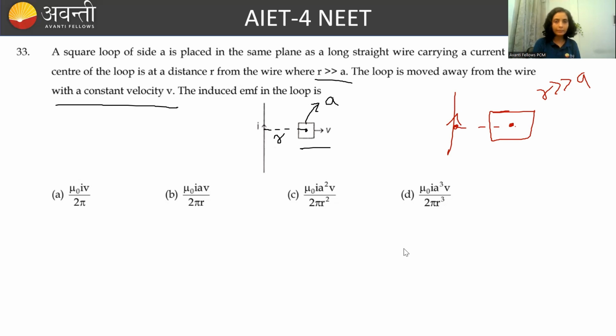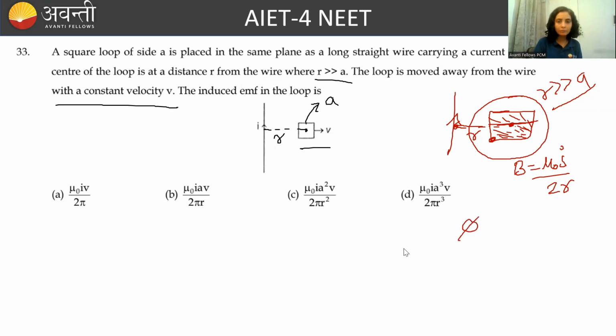Suppose I have to calculate the magnetic field because of this wire at the center of the square loop. What will its value be there? Its value will be mu naught I by 2R. That is the formula, right? Now, since R is far greater than A, if the center is at distance R, this length is also at distance R, because this is 2A, and 2A will be very small compared to R. So we can assume that whatever magnetic field is at the center, the same magnitude of magnetic field will be throughout. So the magnetic field inside it, at distance R, will be mu naught I by 2R.